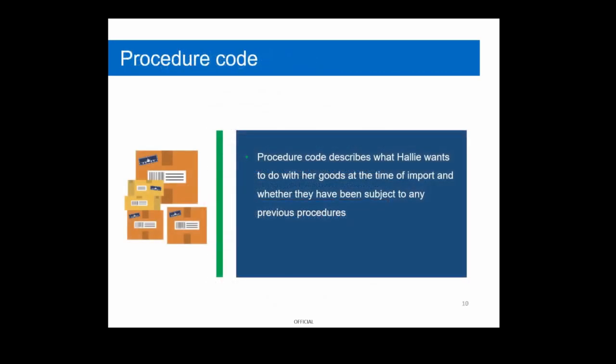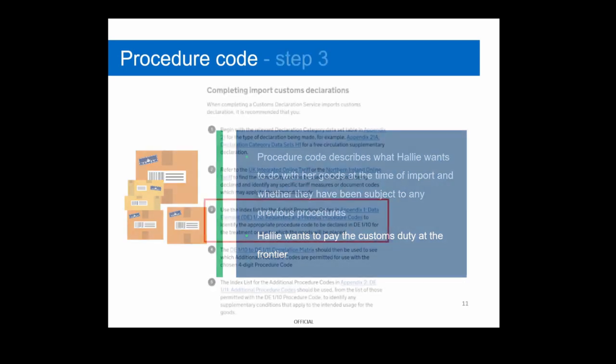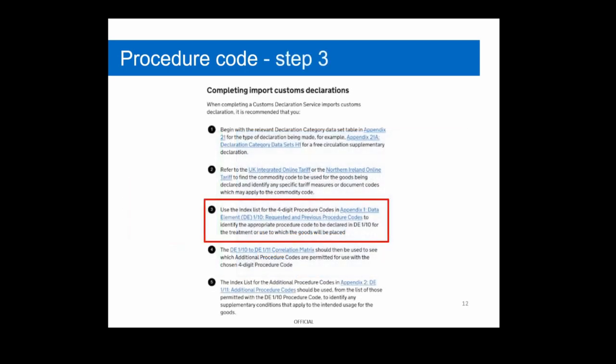The procedure code describes what Hallie wants to do with her goods at the time they're imported and whether they have been subject to any previous procedures. In this instance, she wants to pay the customs duty at the frontier so she can sell them in her shop. Hallie needs to access Appendix 1 to identify the procedure code, so she selects the appropriate link.